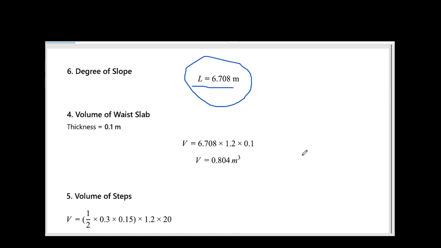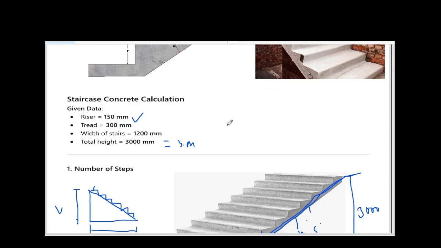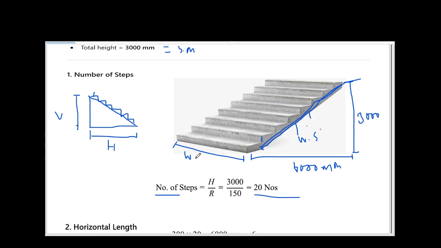So now we have all the parameters. One by one, I'm going to calculate the volume. First, the volume of the waist slab. This is the waist slab, and its width is given: this is 1.2 meters, 1.2 meters.